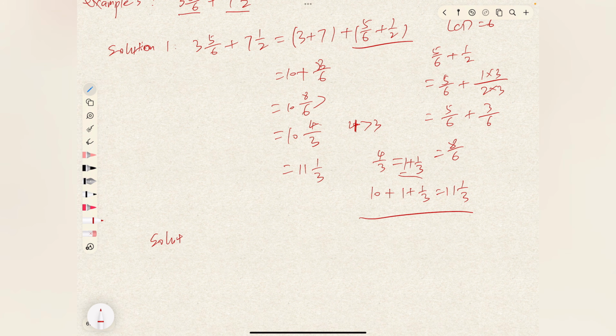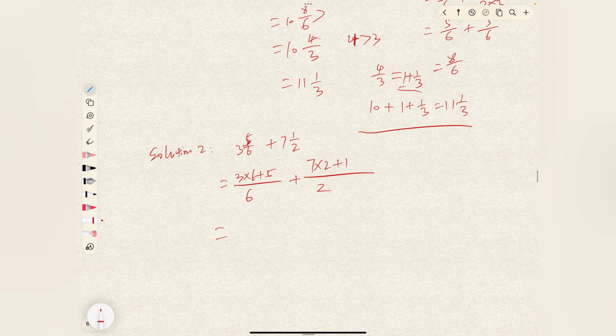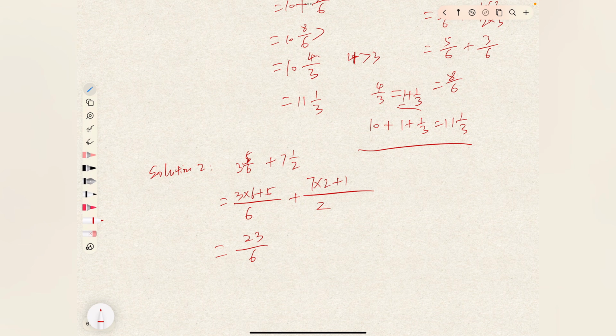Solution 2 is we can just convert that mixed fraction to improper fraction. So that would be over 6, 3 times 6 plus 5, and plus 2 on the bottom, 7 times 2 plus 1. That will give us 23 divided by 6. So that's plus 15 divided by 2.